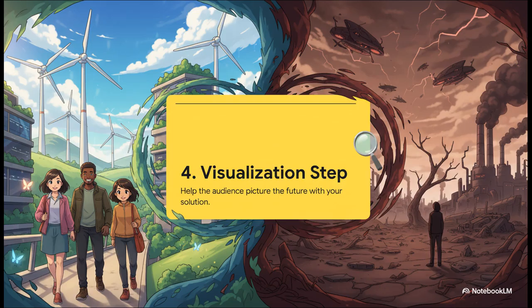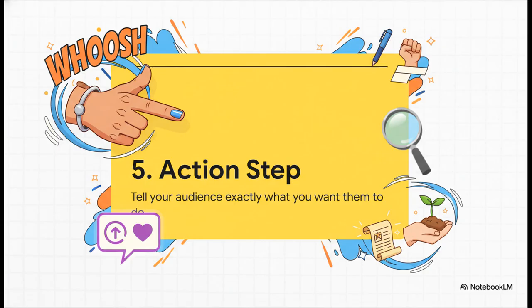Use really vivid language to paint a picture of 2 possible futures. One where your solution is adopted and one where the problem just keeps going. You want to make that outcome tangible. And finally, the action step. This is your closing argument and your call to arms.